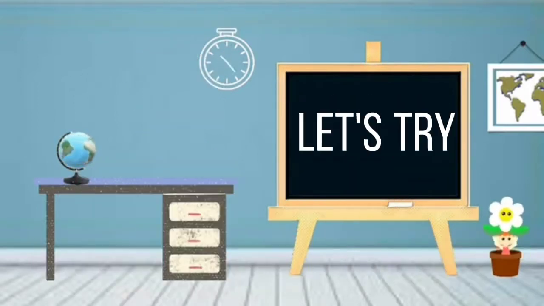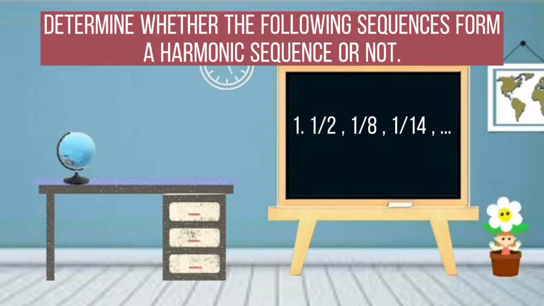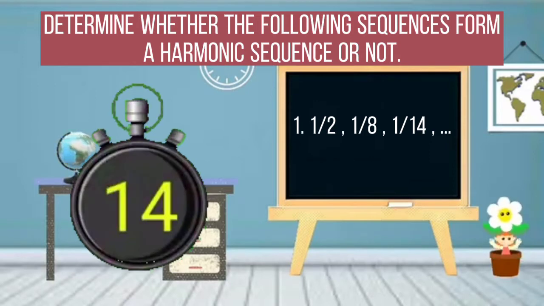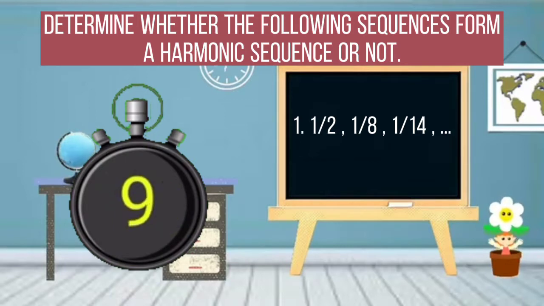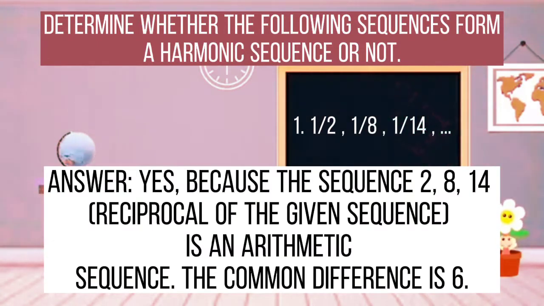Let's try! Determine whether the following sequences form a harmonic sequence or not. Number 1: 1/2, 1/8, 1/14. Yes, because the sequence 2, 8, 14 is an arithmetic sequence. The common difference is 6.